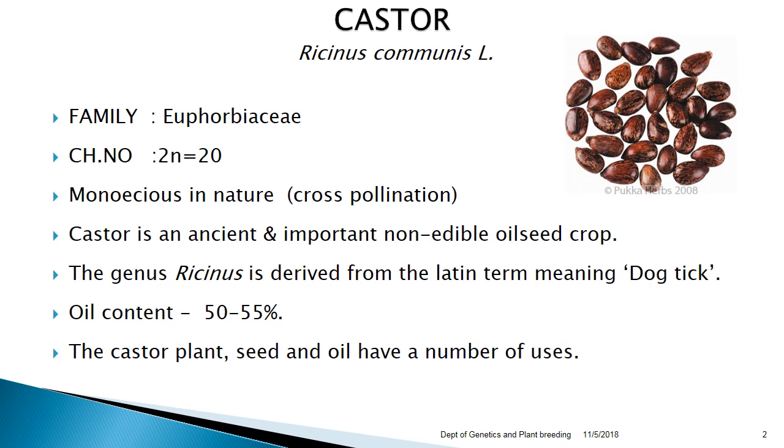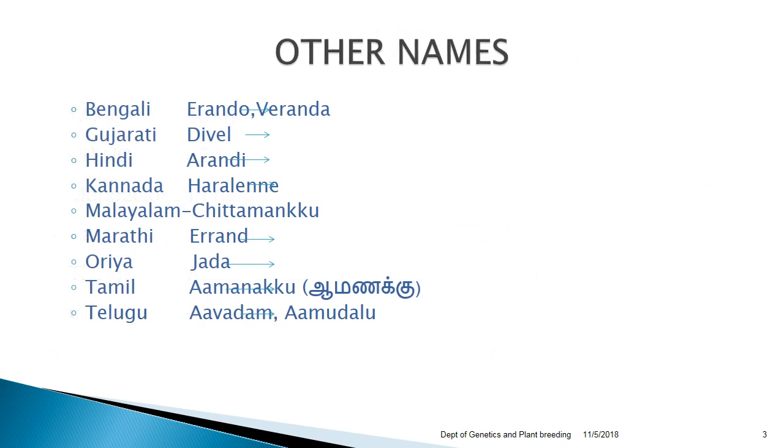It consists of 50 to 55% oil content. Seed and oil have a number of uses. Other names: in Bengali it is called Varando, Gujarati, Divel, in Hindi, Arandi, Kannada, Harlanne, Malayalam, Chittimanku, Marathi, Errand, Oriya, Jadu, and in Telugu, Avadam or Amudallu.